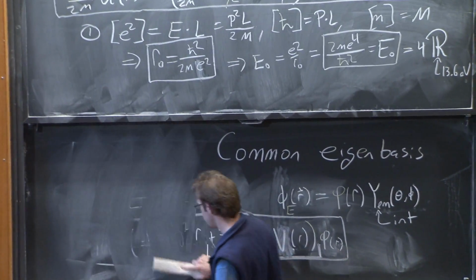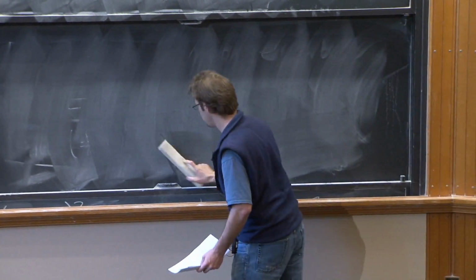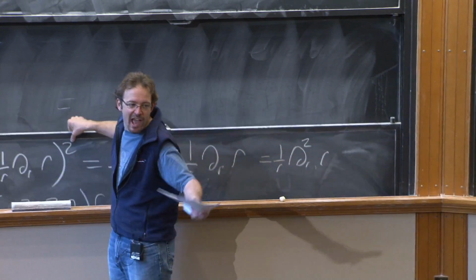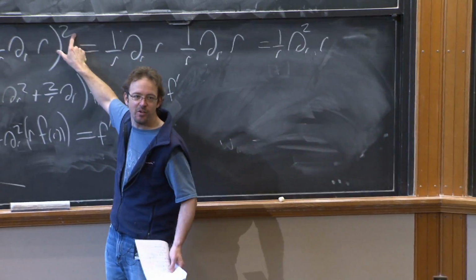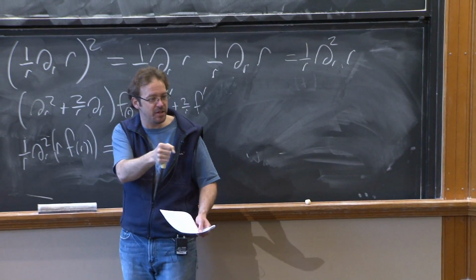Oh, by the way, what do you think R naught is a good approximation to? Well, it's a length scale. It's probably something like the expectation value of the radius, or maybe of the radius squared, because the expectation value of the radius is probably 0.